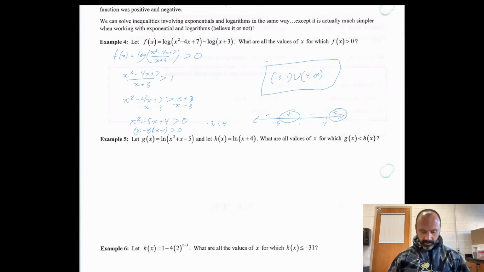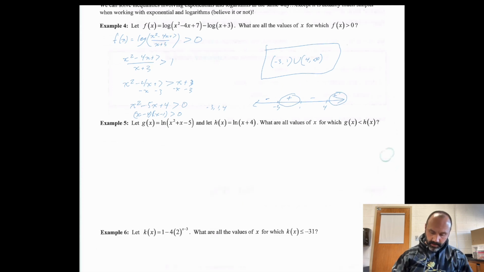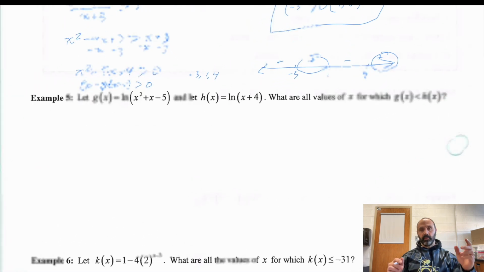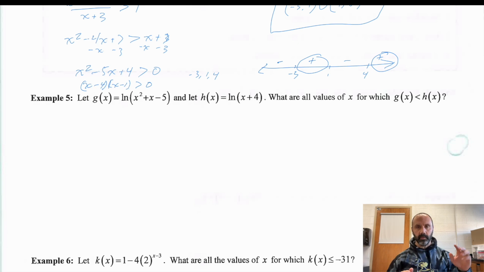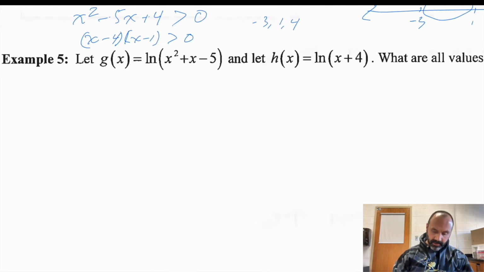So let's take a look at example 5. What we're doing here is that we've got an inequality, but instead of just where a function is less than 0, we're looking at where one function is less than another. So first of all, domain check. Where are these functions defined?